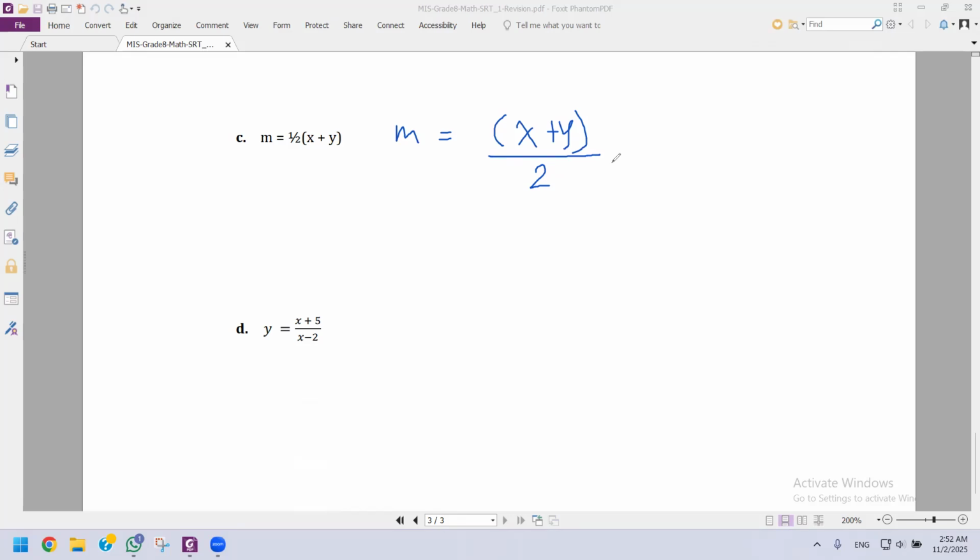What should I do first? Here I cannot do, for example, minus y to remove it. No, here I have to remove the denominator first, so y can be free. What is opposite of that line of the fraction, which means divide? What is opposite of divide by 2? It's multiply by 2. Let's multiply by 2. 2 times m is 2m equals to x plus y.